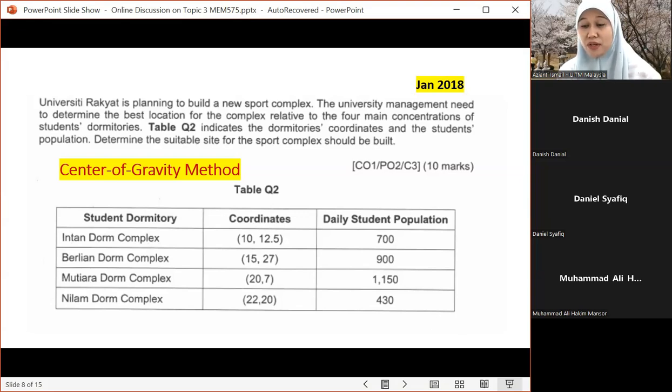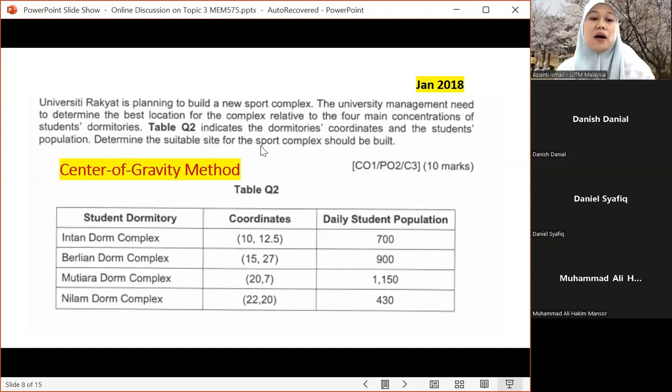Very simple. And remember, the center of gravity is mostly best for distribution. For example, a warehouse. For example, you have J&T, Pos Laju. So they need to do the distribution, so they need to know where is the best location to get the best customer delivery on time. So they are using the center of gravity because there's no cost involved here for the calculation. And we have 4 coordinates X and Y, and also the volume, or here they use the student population because they're talking about the dorm. So they are going to determine where is the best location for the sport complex.